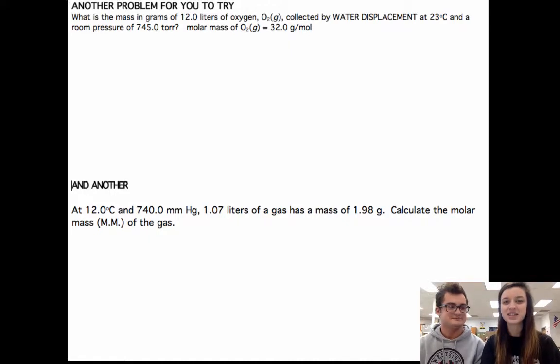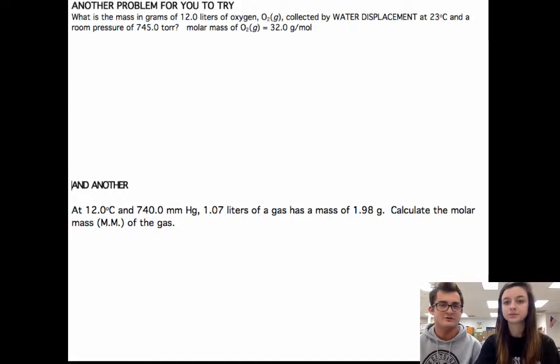Today we'll be doing some ideal gas law problems. So the first one asks, what is the mass in grams of 12 liters of oxygen, O2 gas, collected by water displacement at 23 degrees Celsius and a room pressure of 745 torr? The molar mass of oxygen is 32 grams per mole, which we'll need to know later. So what are we going to do first, Kristen?